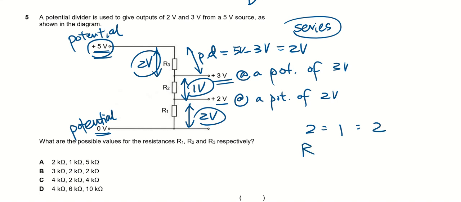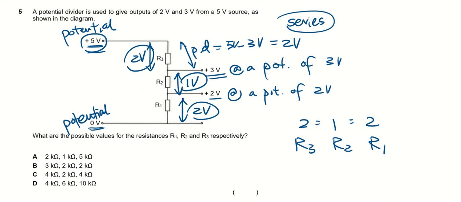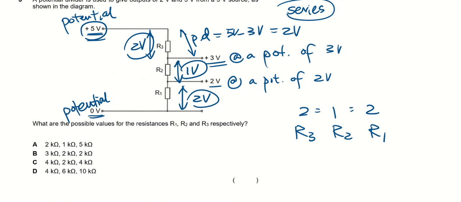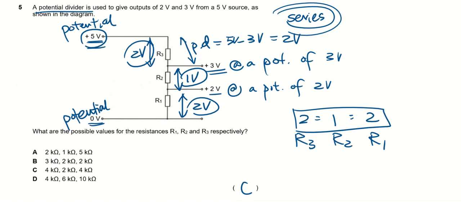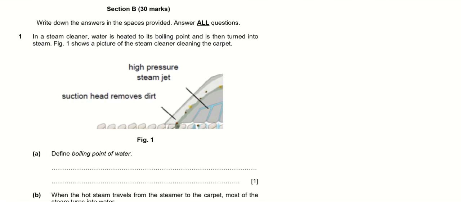Okay, so this is R3, R2, and R1, right? So the answer will be C. You look for this ratio, 2:1:2. This is the concept of potential divider, which means the larger the resistor, the larger the potential difference that is across the resistor. But it only works for series. Okay. So that's for MCQ.